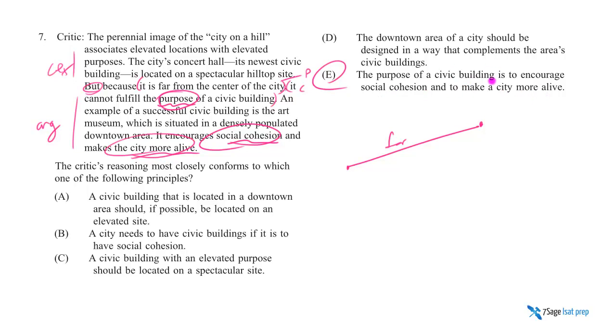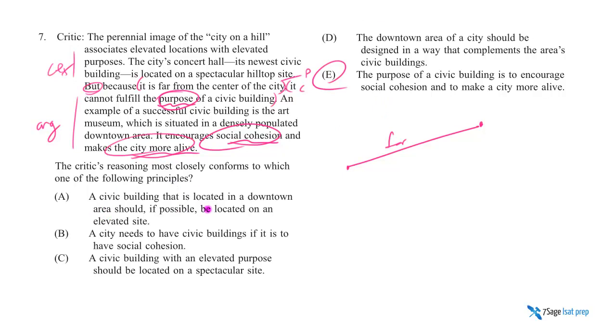If that's a purpose, now we see why we are arguing to the conclusion that this thing here, by its lonesome on some spectacular hilltop site, is not fulfilling the purpose of a civic building. Far from the center city, sparsely populated, opposite a densely populated downtown area. How are you going to encourage social cohesion? How are you going to make the city more alive? You're barely part of the city. That's why E works. Now the others, they just don't.